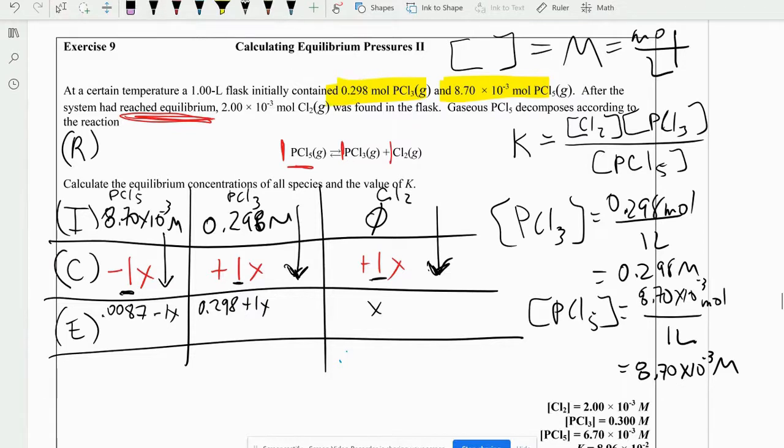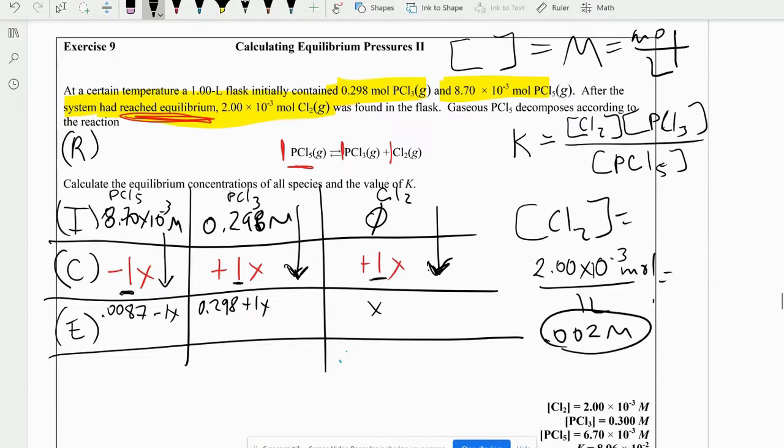Now let's go back to the problem. Do you guys see right here where it tells us that chlorine had reached equilibrium, and when it did so, it was at 2.00 times 10 to the minus 3 moles? Well, that's happening in a one liter flask, so you could easily find the concentration of chlorine. So that is our equilibrium concentration.